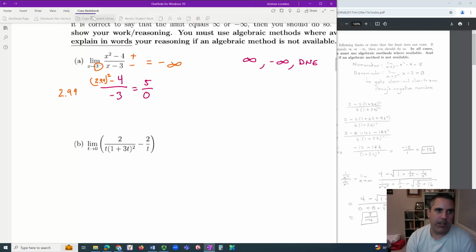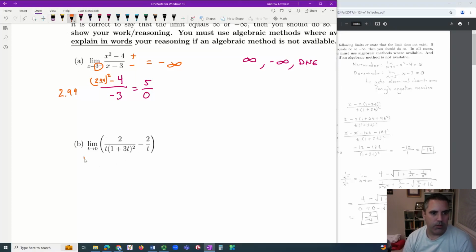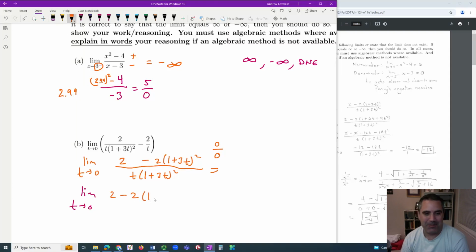So the moment you realize this doesn't make sense, you need to combine it into one fraction. So that's what we're going to do. We're going to get a common denominator so that I can plug it in. Okay, so we're going to do limit. I did not expand. 1 plus 6t plus 9t squared all over t, 1 plus 3t squared.